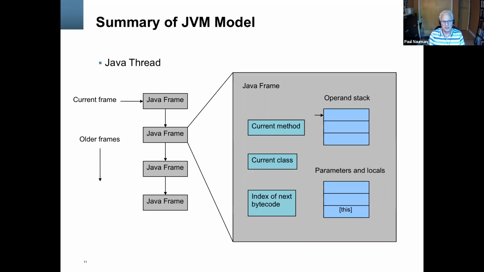So this list of frames: as methods are invoked, they get pushed onto this list of frames on the thread, and as they complete and return, their frames are popped off, and we resume execution at the previous frame, the calling frame. So I hope that makes sense.